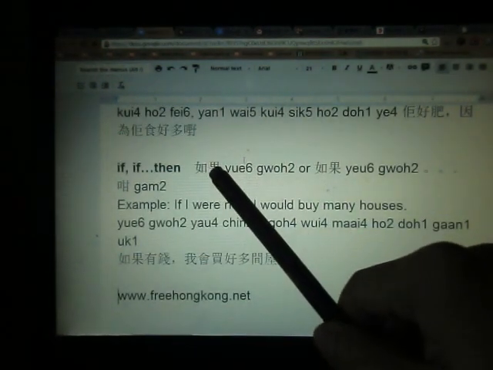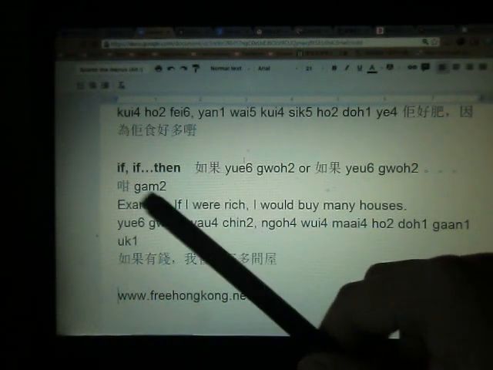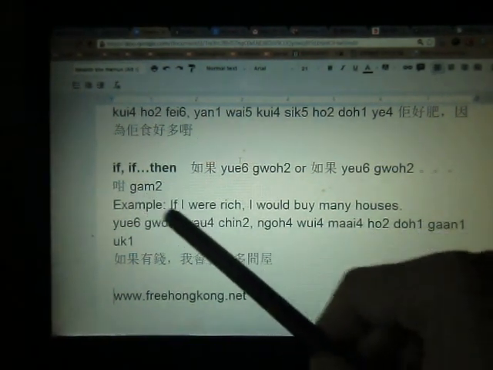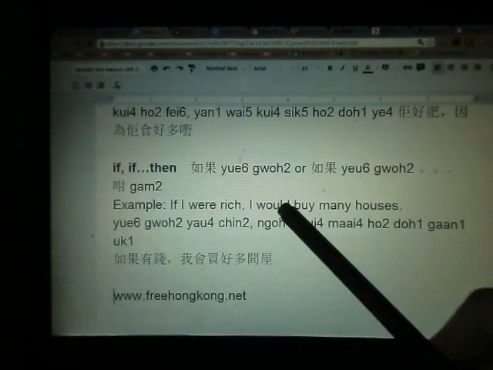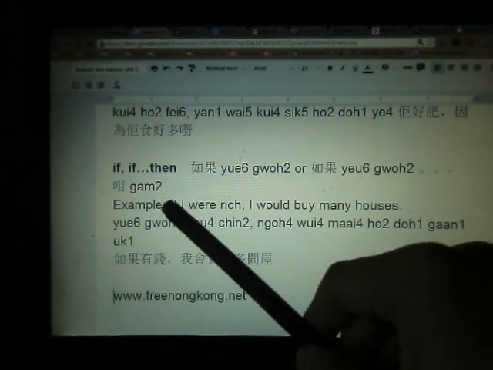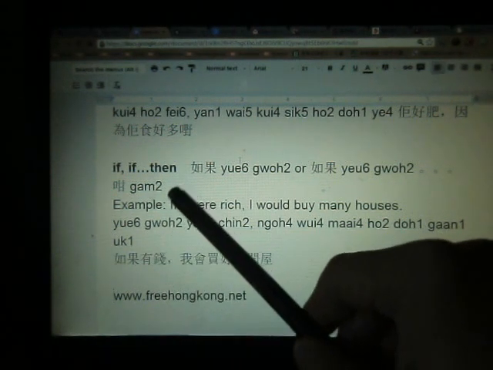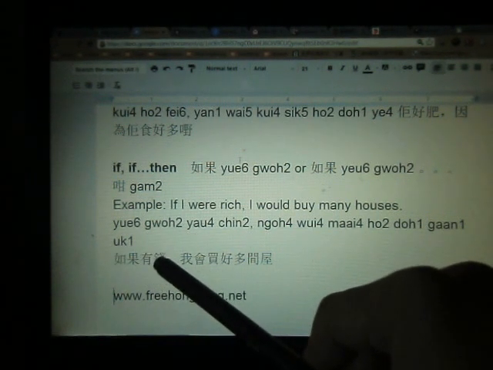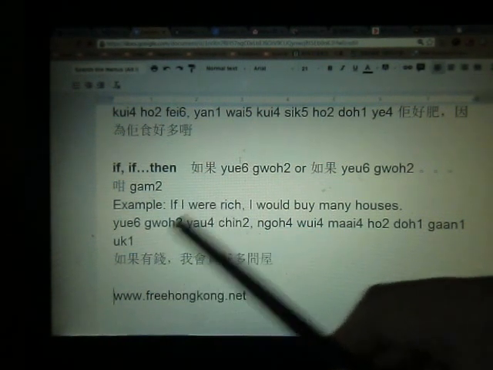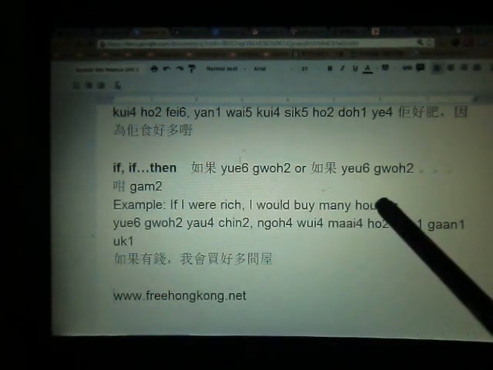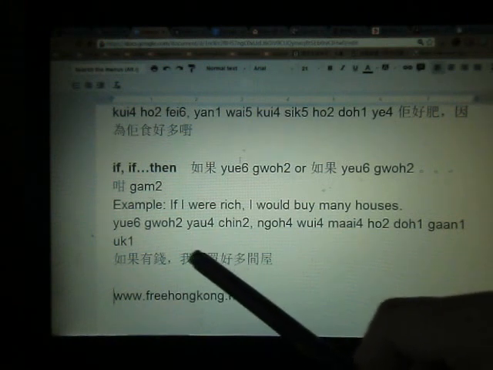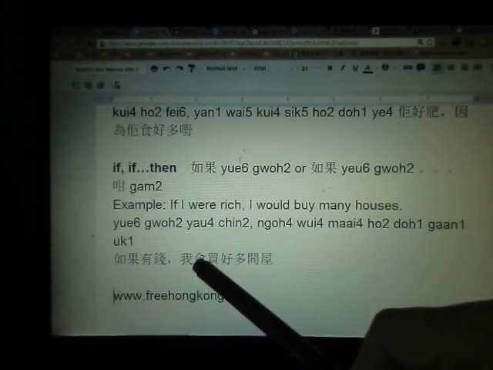And how do you say if? Well, if is 如果, or sometimes you say 如果, and then 咁, right? So for example, if I were rich, I would buy many houses. Okay? If I were rich, 如果有錢, you don't say I here because you're saying I in the second part of the sentence. Okay, so 如果有錢, if have money, I would buy many houses. 我會, 會 is would or will. It doesn't really matter in Cantonese, because 會 means having a very, very high probability or high chance.